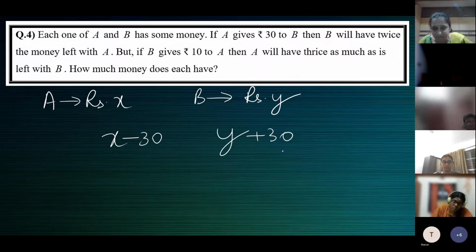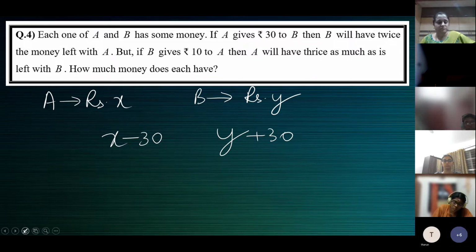A has X rupees, B has Y rupees. A is giving 30, so that means he will have 30 rupees less now. So X minus 30. On the other hand, B is receiving 30 rupees. If A is giving 30 rupees to B, B is receiving 30 rupees. So now he will have Y plus 30.